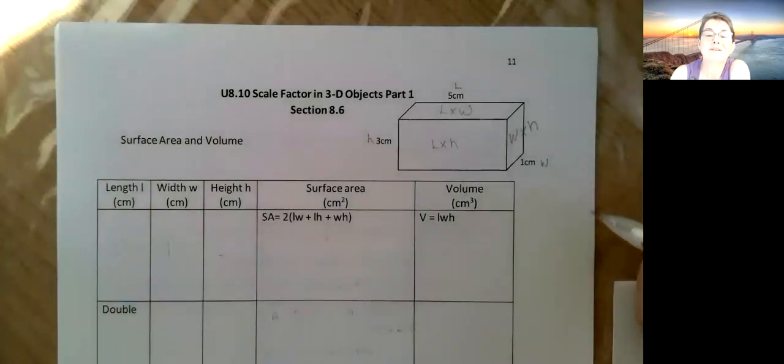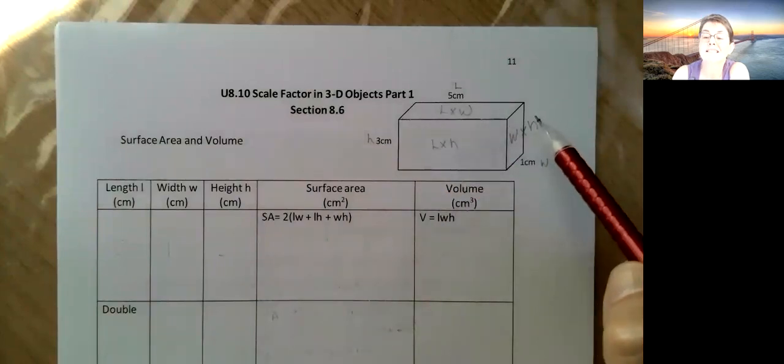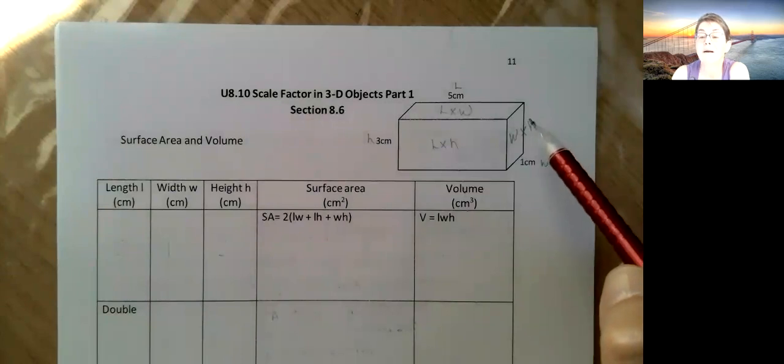Hi there, this is video 810, and we're looking at the scale factor in 3D objects. And we're going to look specifically at the volume and surface area. So I've got this handy dandy, well, technically it's a rectangular prism, but basically it's a box.